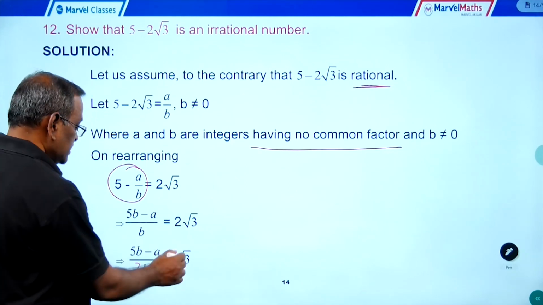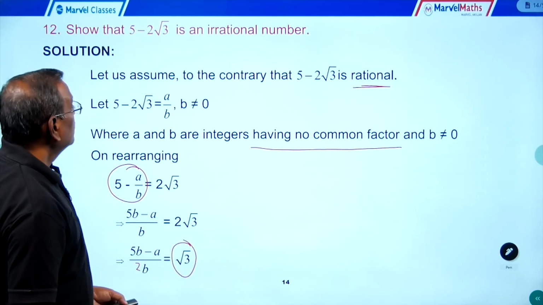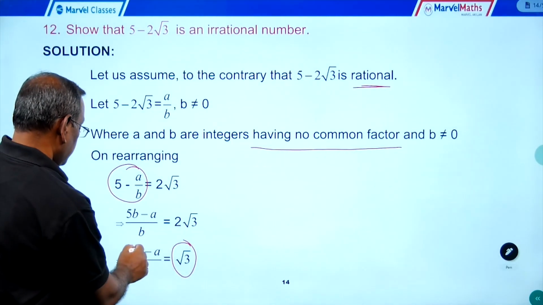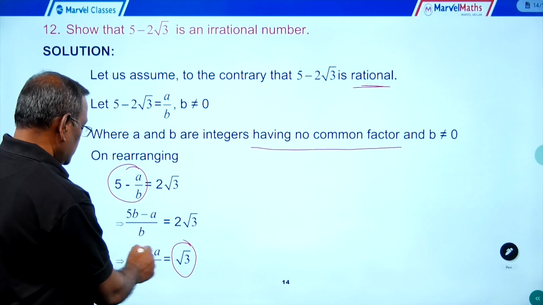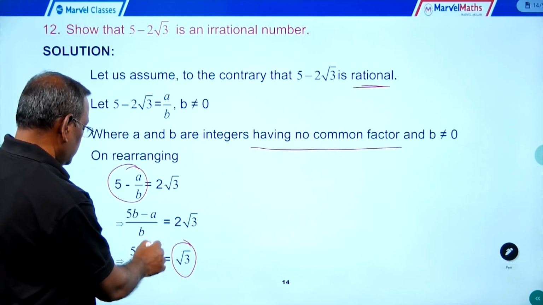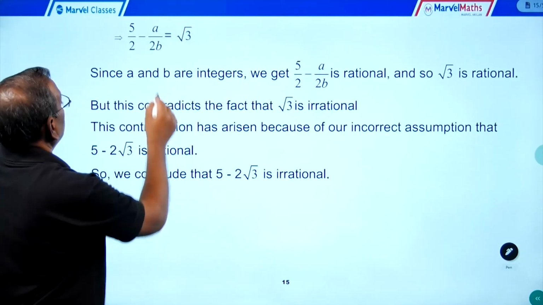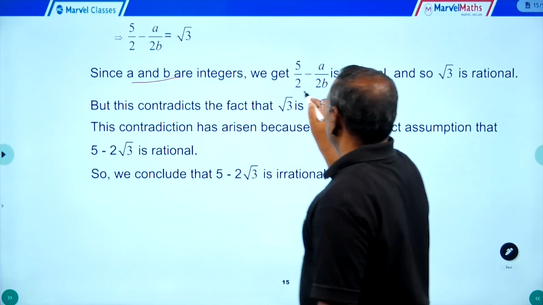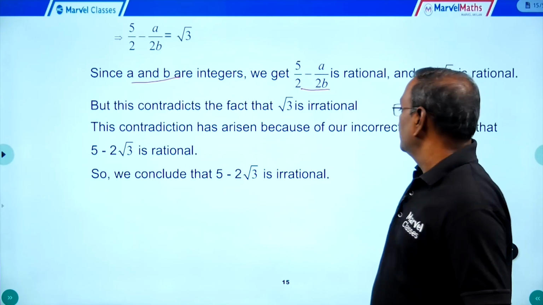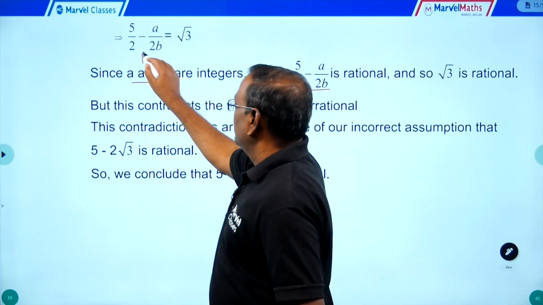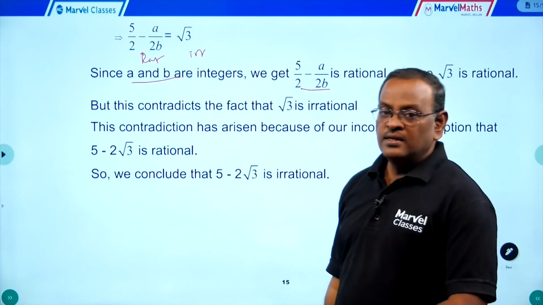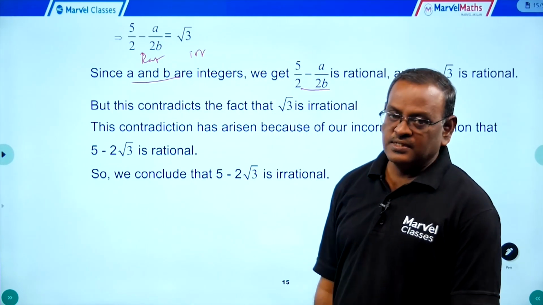This is irrational. See here, 5b minus a by 2b. Split it into two terms: 5b by 2b is 5 by 2, minus a by 2b, equal to root 3. Since a and b are integers, this is a rational number. So the LHS is rational but the RHS is irrational, which is not possible, and hence our assumption is wrong.